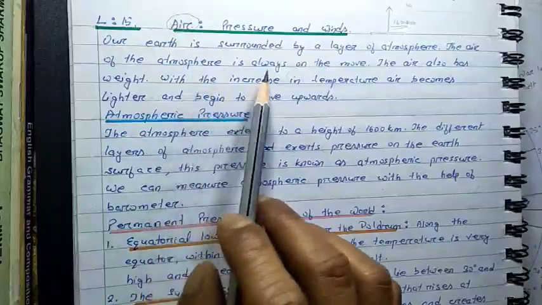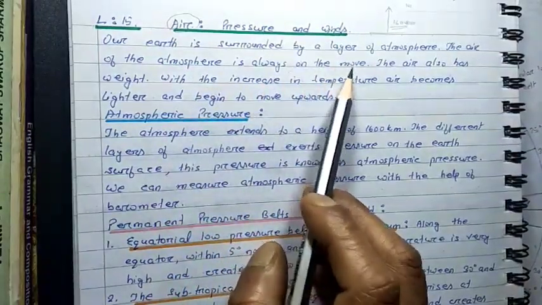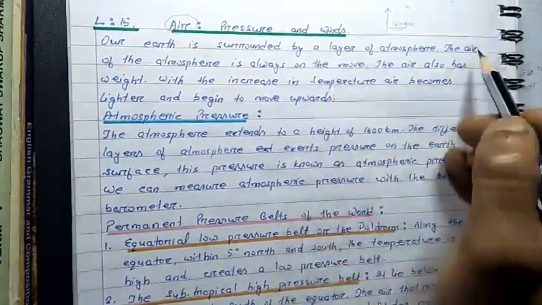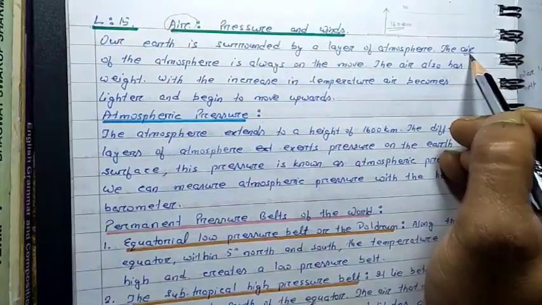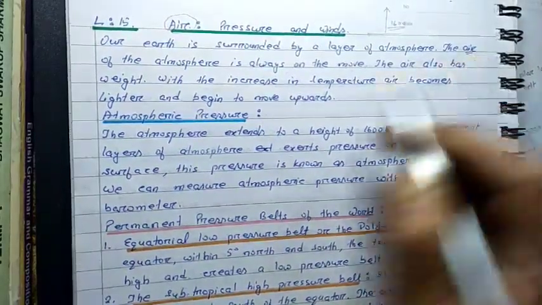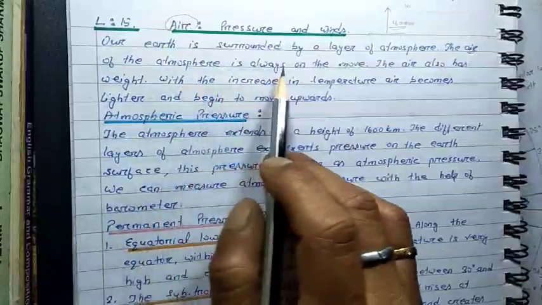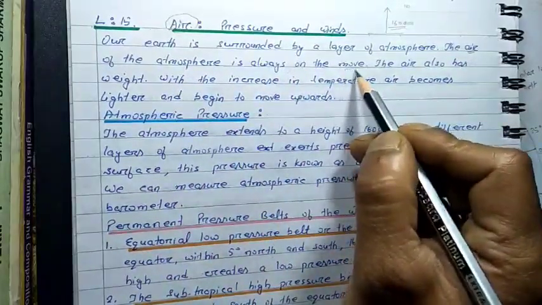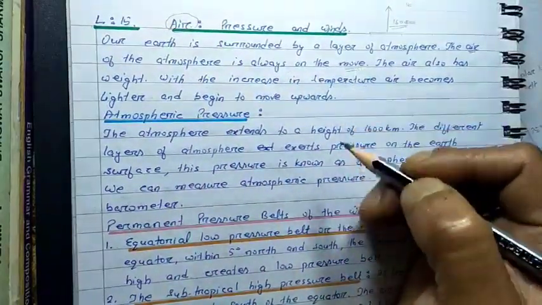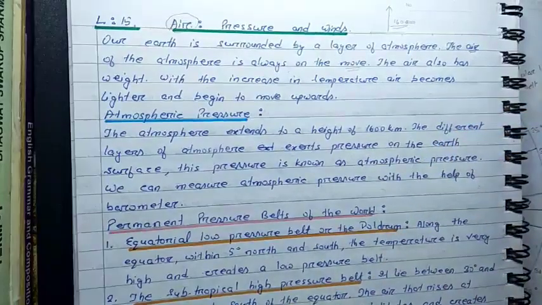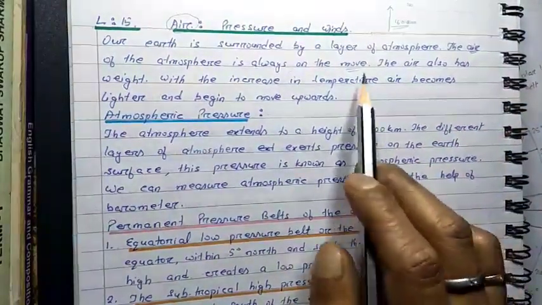The air of the atmosphere is always on the move. Remember one thing, as you already know, we cannot see the air, but it has some interesting facts. First of all, air is always moving. We can feel it. If you take one copy or one book and move it, you can feel the air.